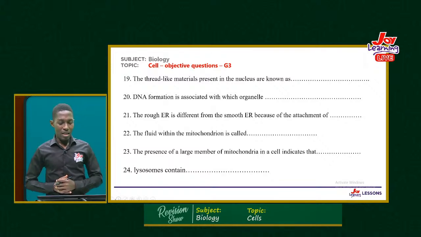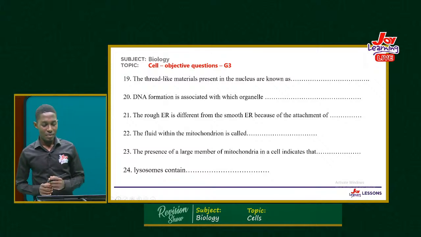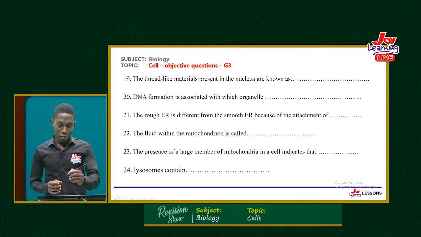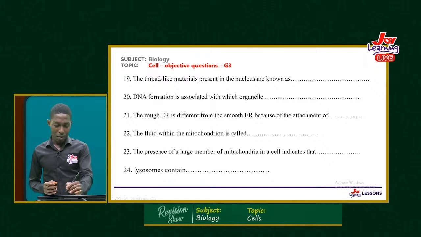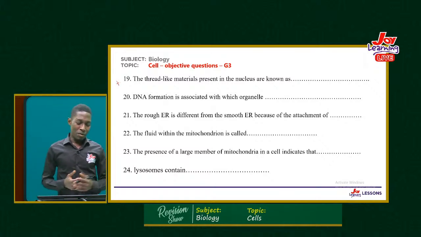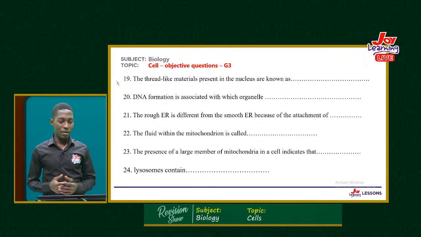The thread-like material present in the nucleus are known as? Thread-like material. Yes. The mitochondria. Mitochondrion. Okay, let me put an asterisk here. Then question 20. DNA formation is associated with which organelle?